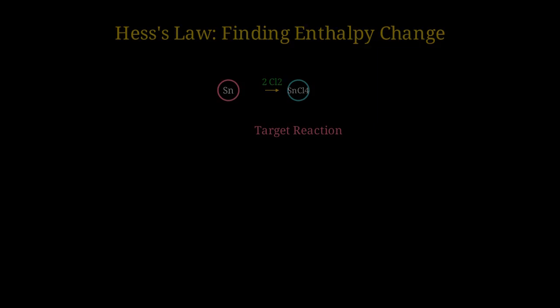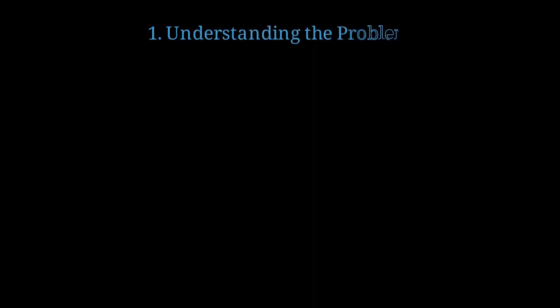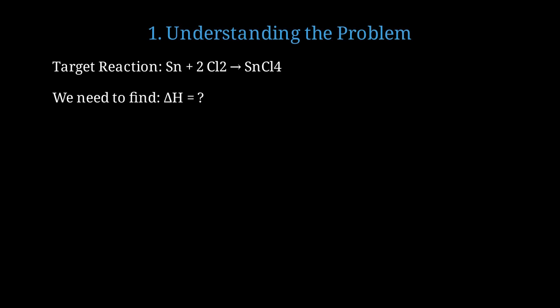Learn how to determine the enthalpy change for a reaction using Hess's law and given thermochemical equations. We need to find the enthalpy change when tin reacts with 2 moles of chlorine gas to form tin tetrachloride. Let's start by understanding what we need to find and what information we have. Our target reaction is tin plus 2 moles of chlorine gas producing tin tetrachloride. We need to determine the enthalpy change for this reaction.